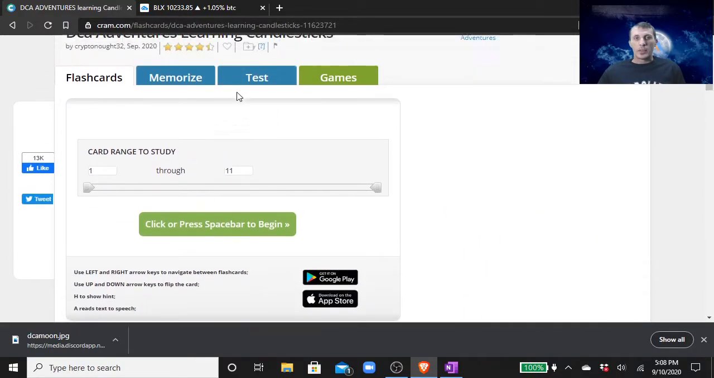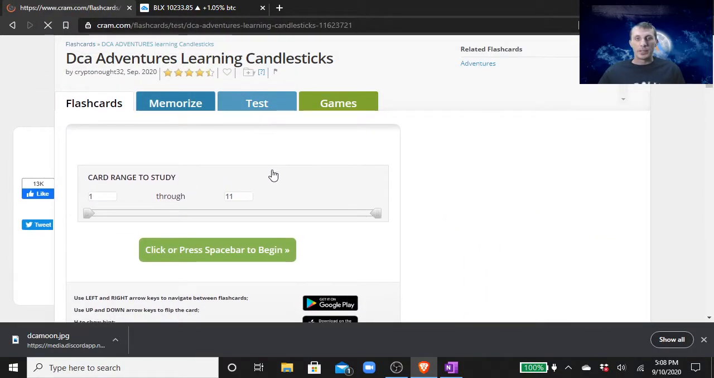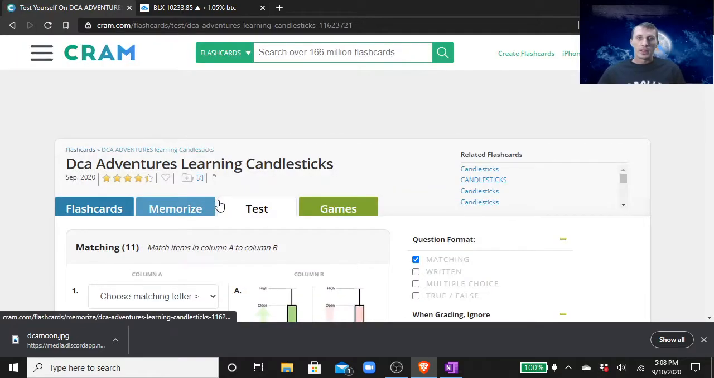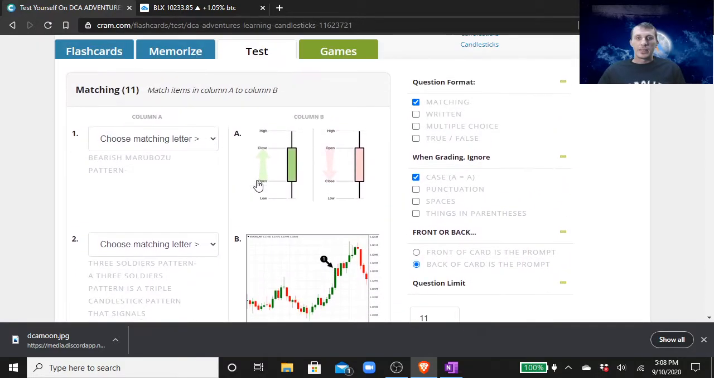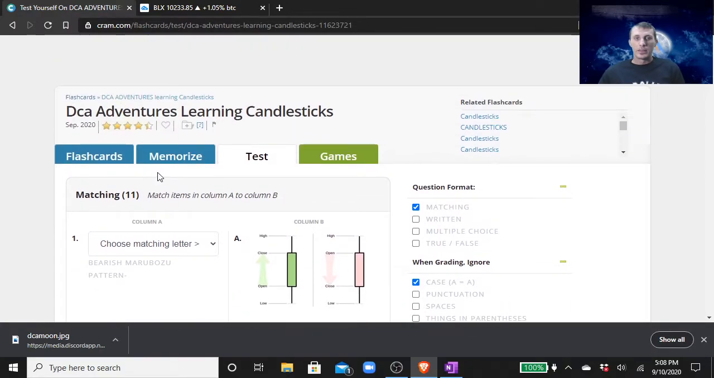That's the flashcard part of it. If you want to do a test of it, you can click on test. Okay, so choose the matching letter. It's not going to let me do it because I'm on the account that made it, but I think we can go over here and check out the memorize.